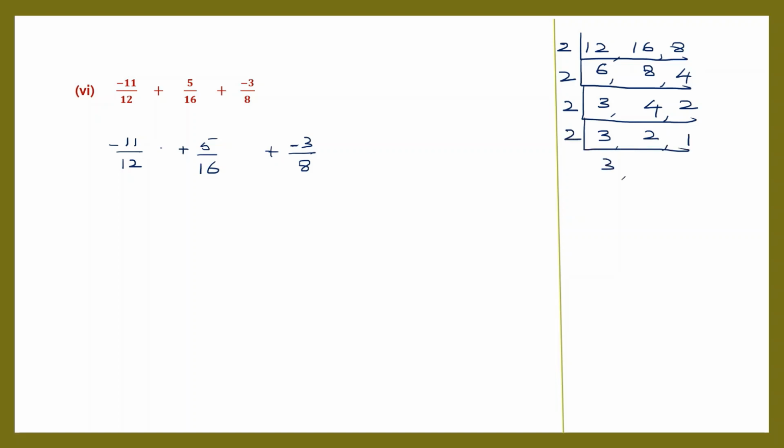Bring down 3. 2 1s are 2 and 1. Now you can do it with 3. 3 1s are 3, 1 and 1. So now let's find our LCM.